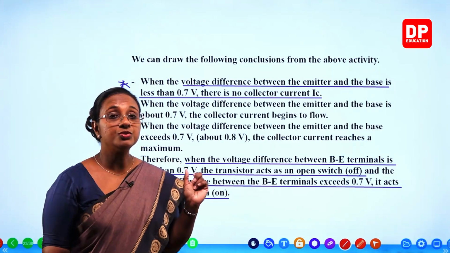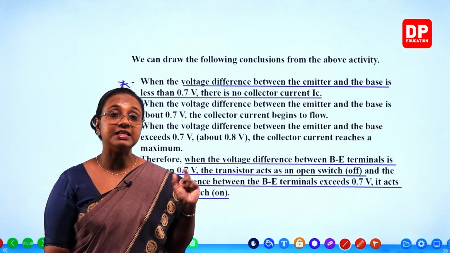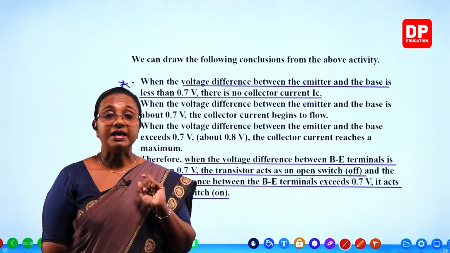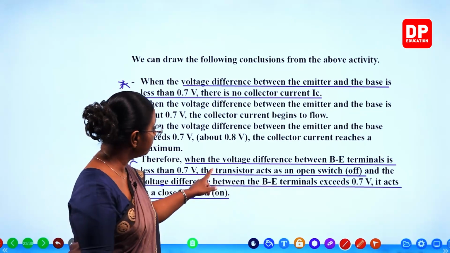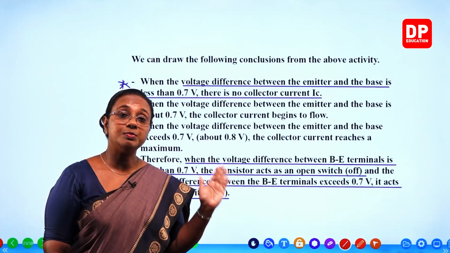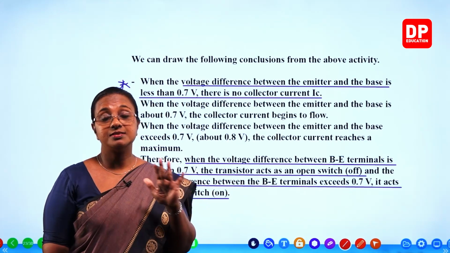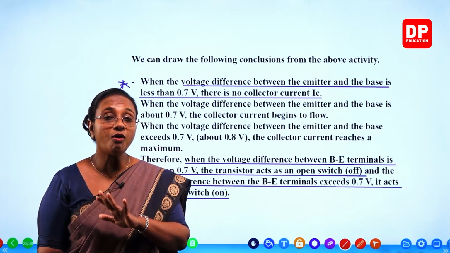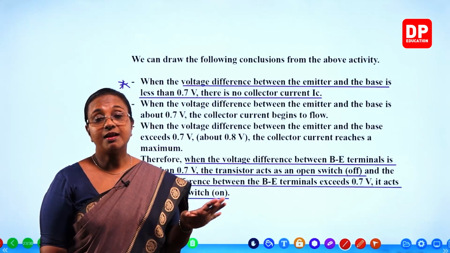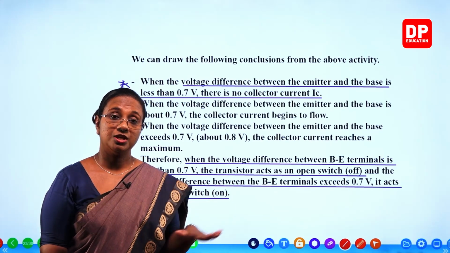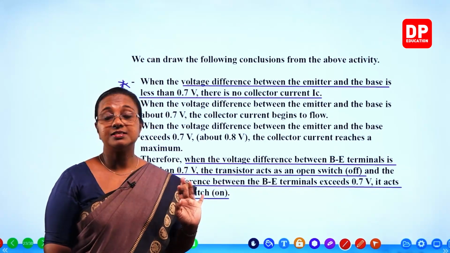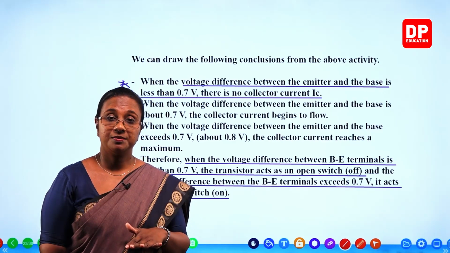So here, by using the volume controller, by adjusting the resistance, we are controlling the current flow by changing the voltage across the base emitter terminals. So when the voltage is below 0.7, the transistor is an open switch. It's in the off position. When it is 0.7 and above, the transistor is a closed switch. That is, it is in the on position. So that is how a transistor acts as a switch.